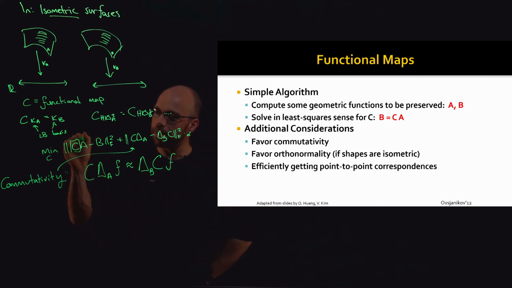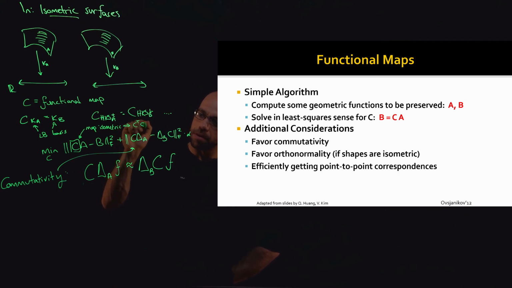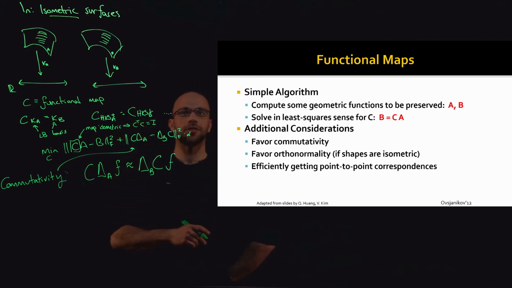So for example, if your map is isometric, then one thing you can prove is that C transpose times C is equal to the identity. It's an orthogonal matrix.